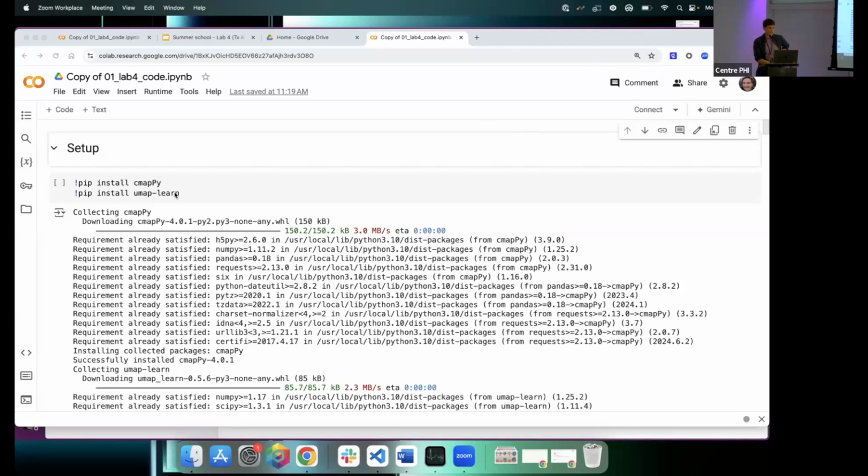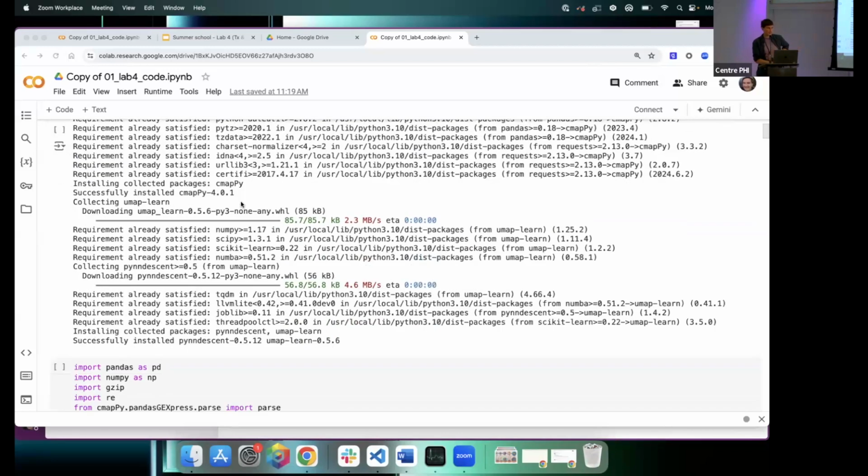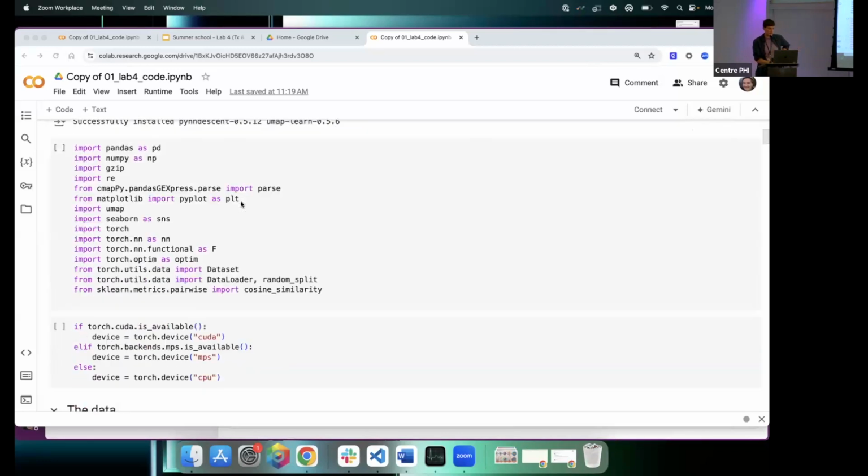So we install 2 packages. This one's just UMAP. Everything else we need, Torch, NumPy, Pandas, etc., is all there in the standard Colab environment.